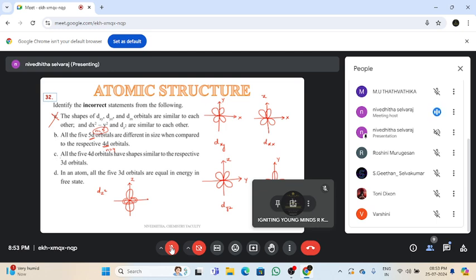And in the third option, all the 4d orbitals have similar shapes to the respective 3d orbitals. This is also true. In an atom, all the five 3d orbitals are of equal energy. Obviously, in the 3d subshell, all the five orbitals are in a degenerate state. So the fourth statement is also true. So the answer is option A. Is that clear?